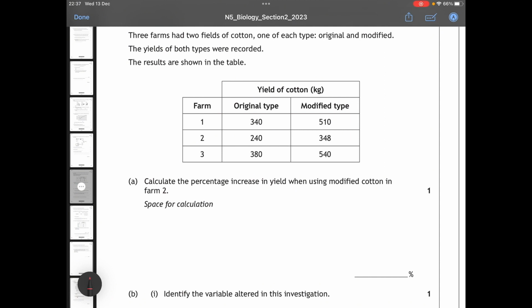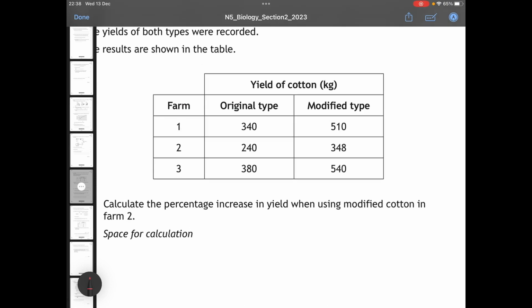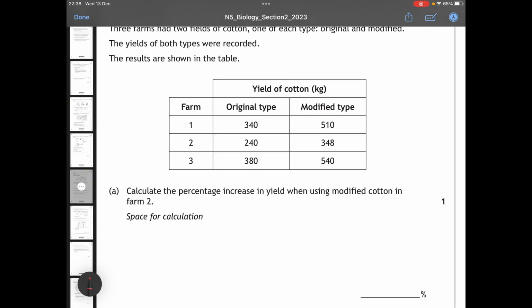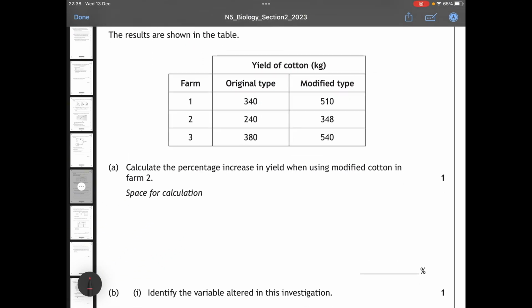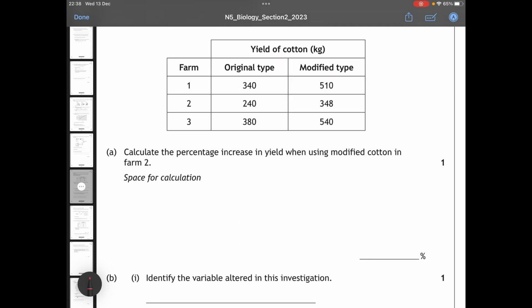When you see yield in biology, this is basically the harvest, how much in terms of mass of plant or useful part of the plant they have managed to harvest. And the results are shown on the table there. Okay, so you can see that because yield of cotton is the overarching heading, all these numbers are in kilograms. And the first one is a percentage increase question, which says calculate the percentage increase in yield when using modified cotton in farm 2.